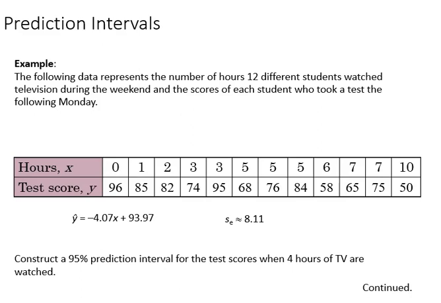So we'll set up our prediction interval using our original example of the 12 students and their TV viewing and test scores. And we have our equation already here. We have our standard error also found previously as 8.11. And we're going to look at a 95% prediction interval when 4 hours of TV are watched. So we have to find our point estimate.